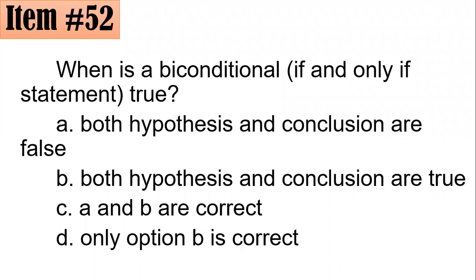When is a biconditional true? A, both hypothesis and conclusion are false. Or tama po yan, yung IFF. Yan po yung abbreviation niya, yung IFF. B, both hypothesis and conclusion are true. C, both A and B are correct. D, only option B is correct. Okay, so what's your answer for 52?